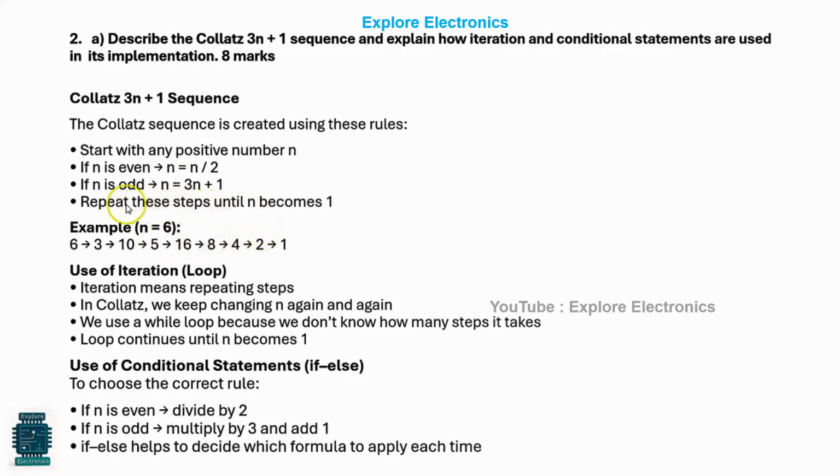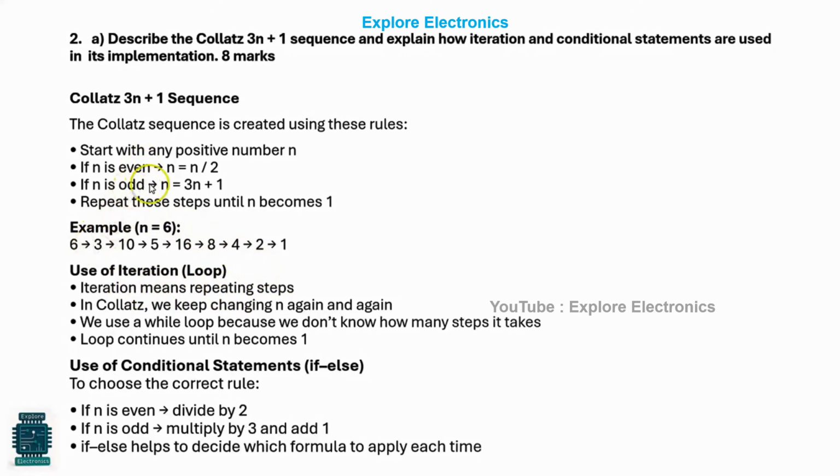It will repeat these steps until n becomes 1. Clear? This is a 3n plus 1 sequence. Clear? Use of iteration here. Here we use the iterations, that is, iteration means repeating the steps. Here we are repeating the steps, right?